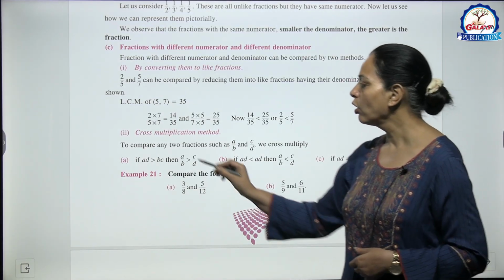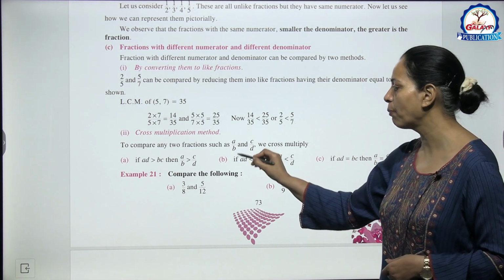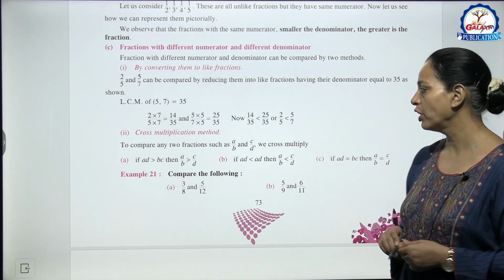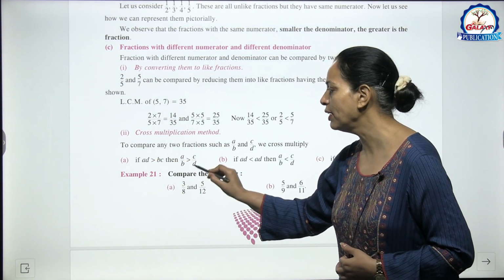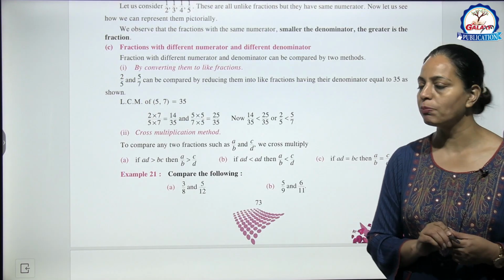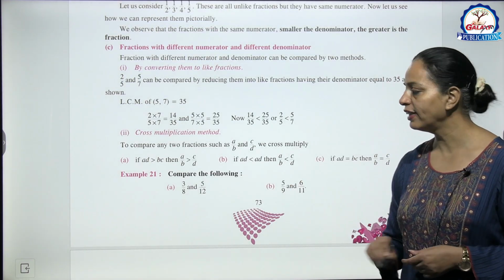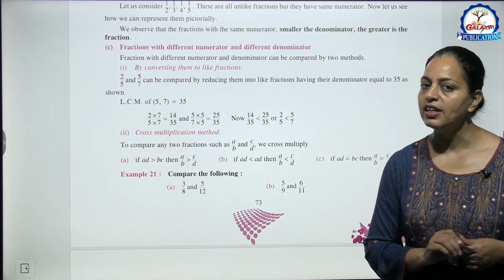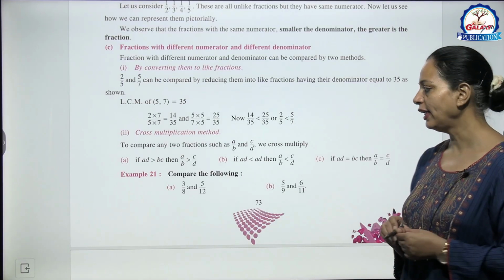And the second way is the cross multiplication method. To compare any two fractions such as a upon b and c upon d, we can cross multiply. If we have AD greater than BC, it means the first fraction is bigger than the second one. If AD is less than BC, then the first is smaller than the second one. And if AD equals BC, then both are equal.